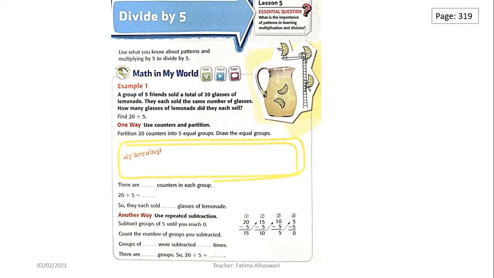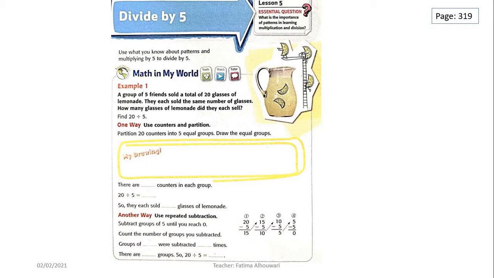Let's try to understand the lesson by solving example number 1. A group of 5 friends sold a total of 20 glasses of lemonade. They each sold the same number of glasses. How many glasses of lemonade did they each sell? The facts that we know from this question are 5 friends sold a total of 20 glasses of lemonade, and they each sold the same number of glasses. 2 important facts, and we are asked to find how many glasses of lemonade did they each sell.